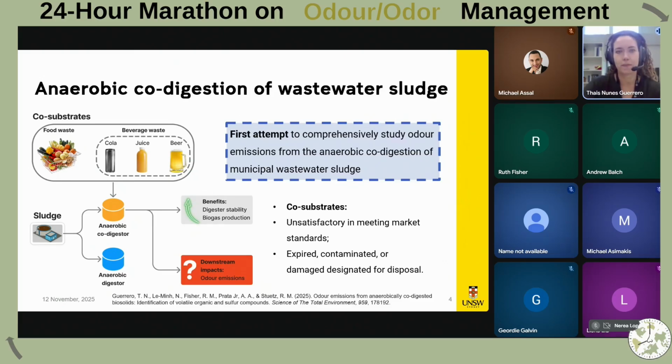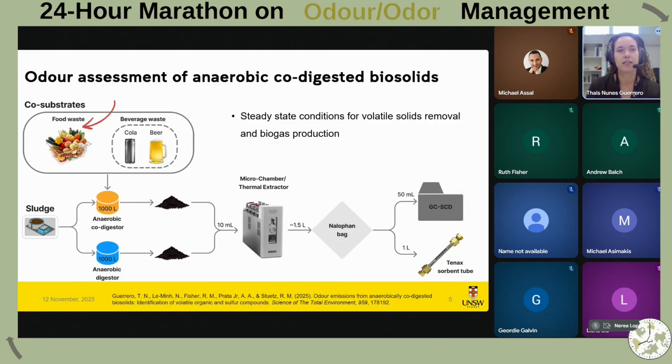So another waste stream. And as for how the study was conducted, as I mentioned, we had different types of waste, and today I'll be focused on the food. We had two pilot-scale 1,000-liter digesters operating in parallel with similar conditions. One was co-digested with these different materials separately, and then one was a control to see what's the difference in terms of impact. Then we extracted from the samples using the microchamber thermal extractor we have here in the Odor Lab, and then analyzed for sulfur using GC-SCD, and then Tenax sorbent tubes for GC-MS. And it's important to highlight that both of the digesters had achieved steady state conditions for volatile solids removal and biogas production prior to the odor emission assessment.